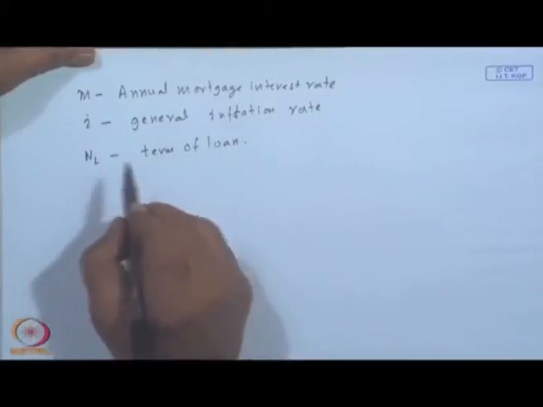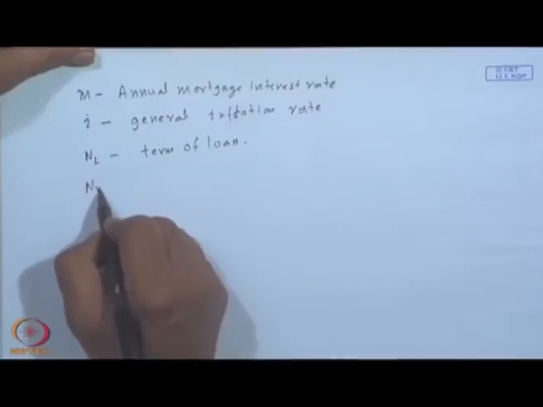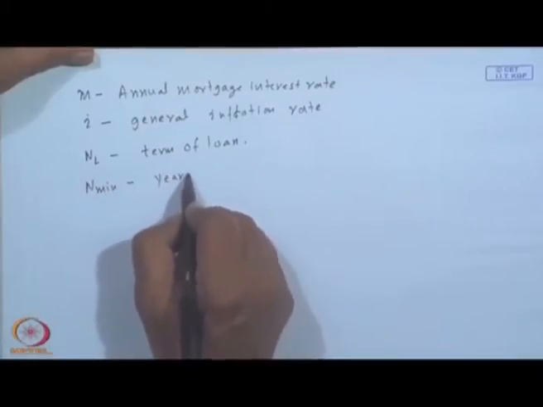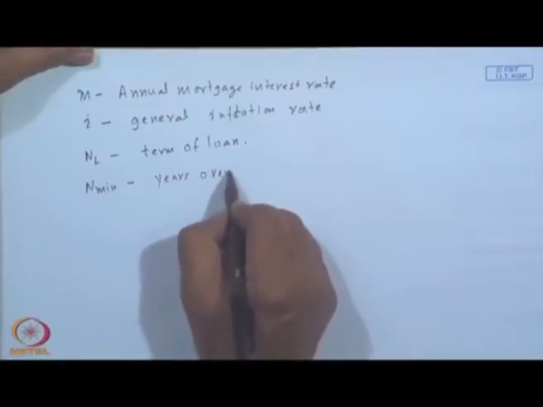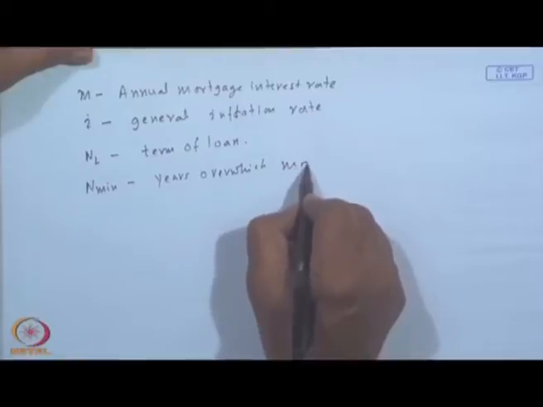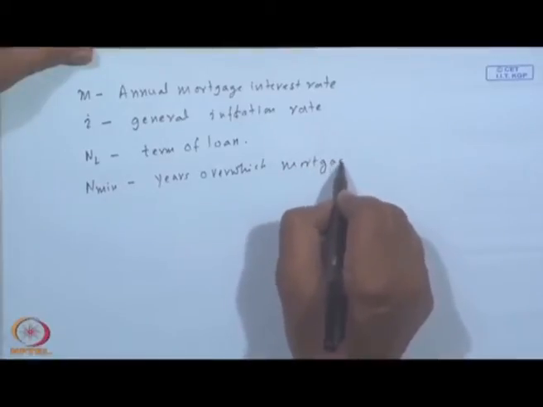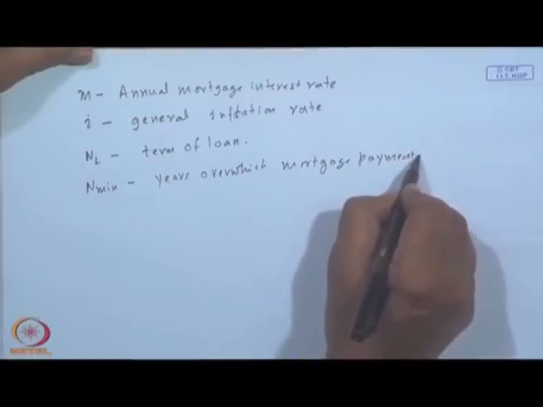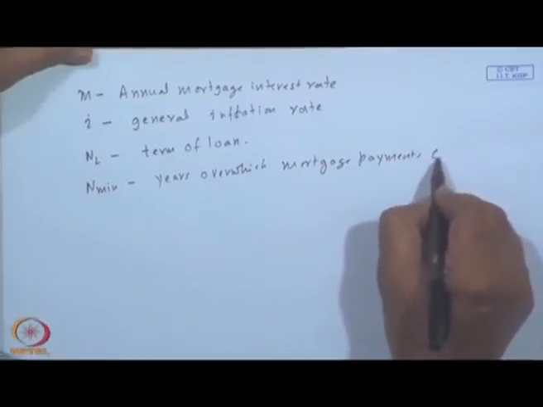So, NL is the term of loan and N minimum, the years over which mortgage payments contribute to the analysis.